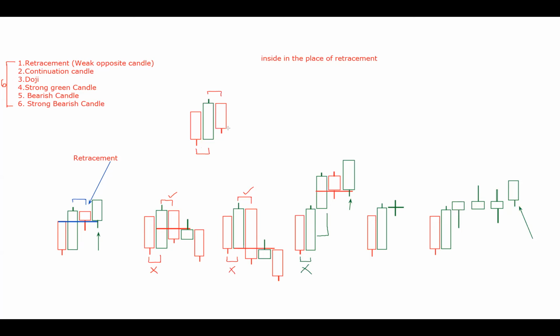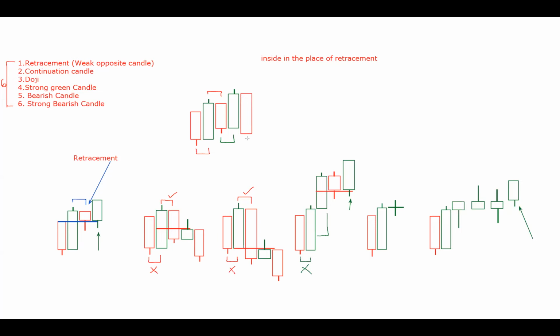If there is no retracement, again there is the engulfing. Which pattern will we follow? Engulfing. Okay, if there is no retracement, there is an engulfing.